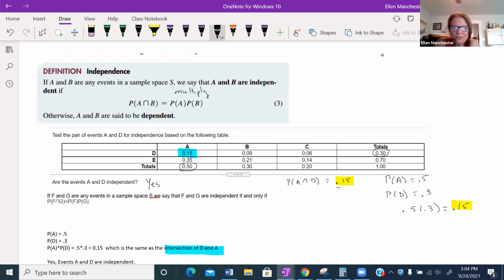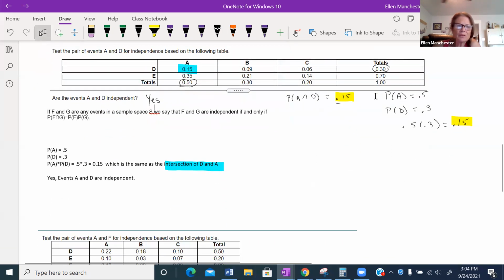And so we're just repeating exactly what's here, what indicates independence. And so then I showed it here. Here's the probability of D, or I'm sorry, of A is 0.5. Probability of D is 0.3. When I multiply them, I get 0.15. So yes, they are independent.